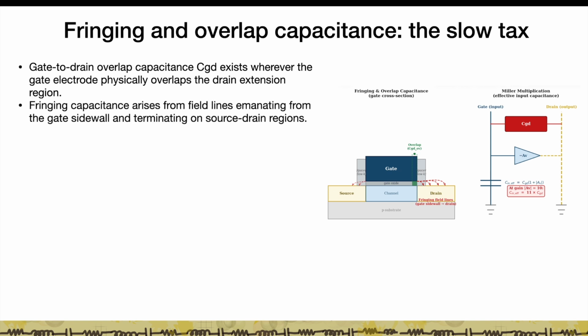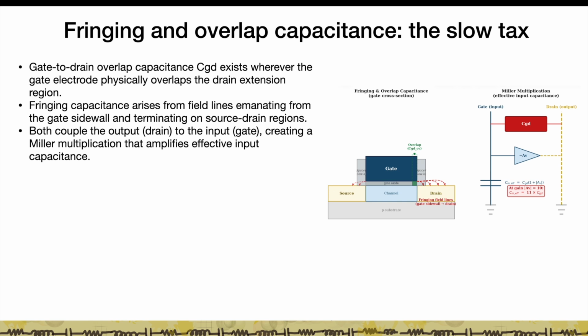Overlap capacitance is the component where the gate electrode physically extends over the drain extension region. The gate oxide sits between them. Charge distributed on the gate must displace charge on the drain extension, that's a capacitor. It's there because you need some gate-drain overlap to ensure the channel forms all the way to the drain junction, but it directly couples the input to the output.